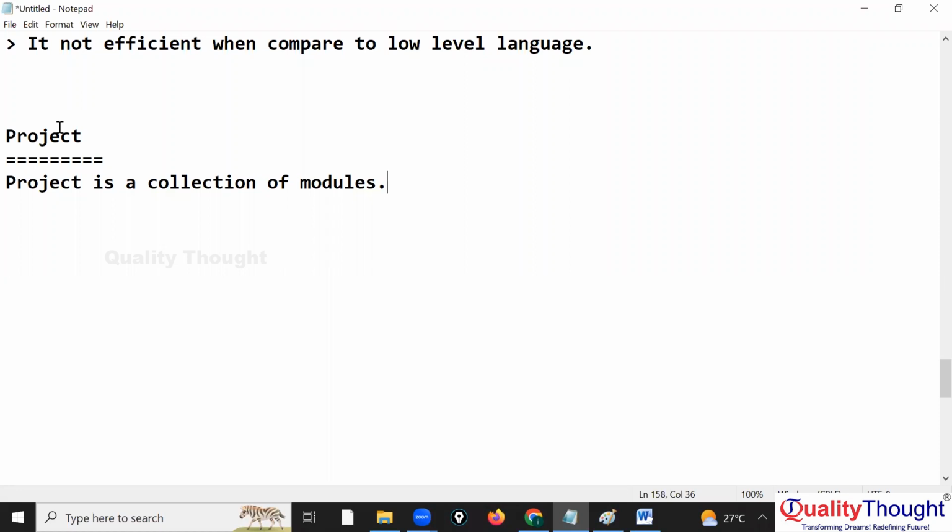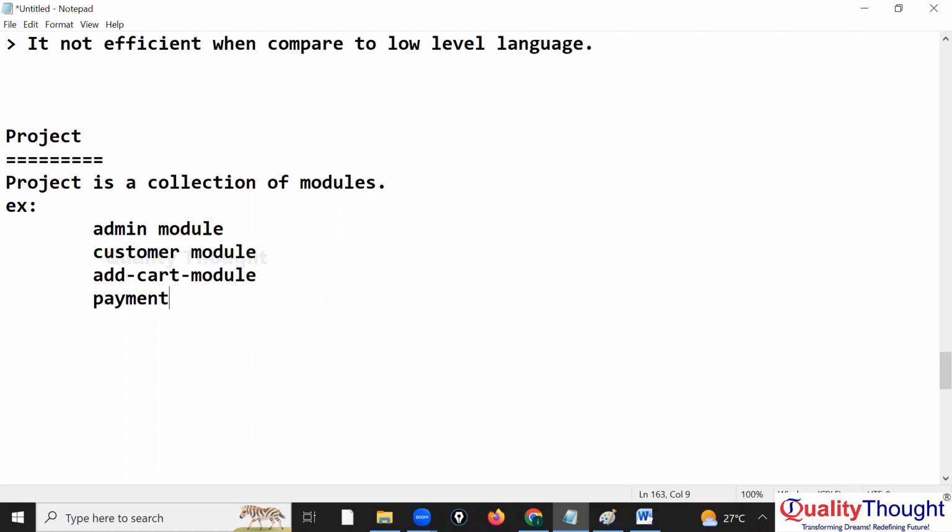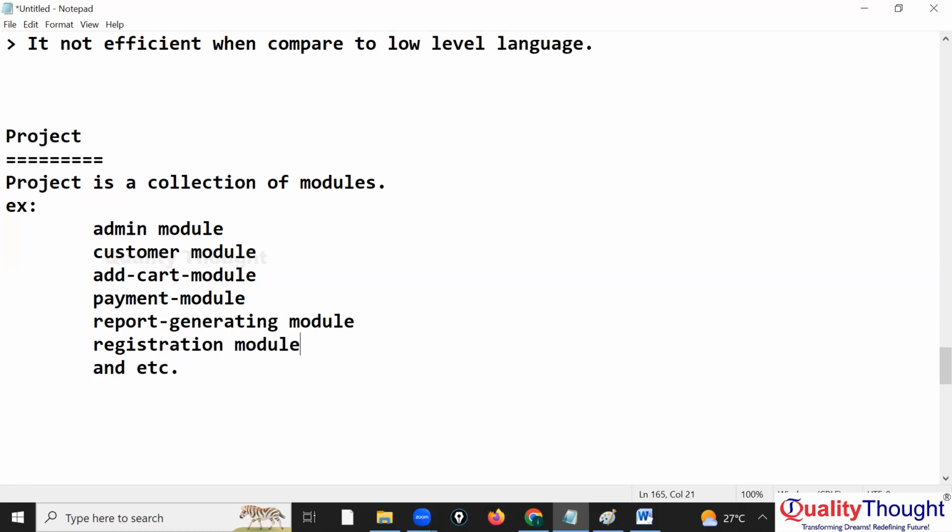Sir, I didn't understand, sir. Assume that when you open any project, for example, they have an admin module, a customer module, even you can say an add to cart module, a payment module, a report generating module, and so on. It also has a registration module, like this.